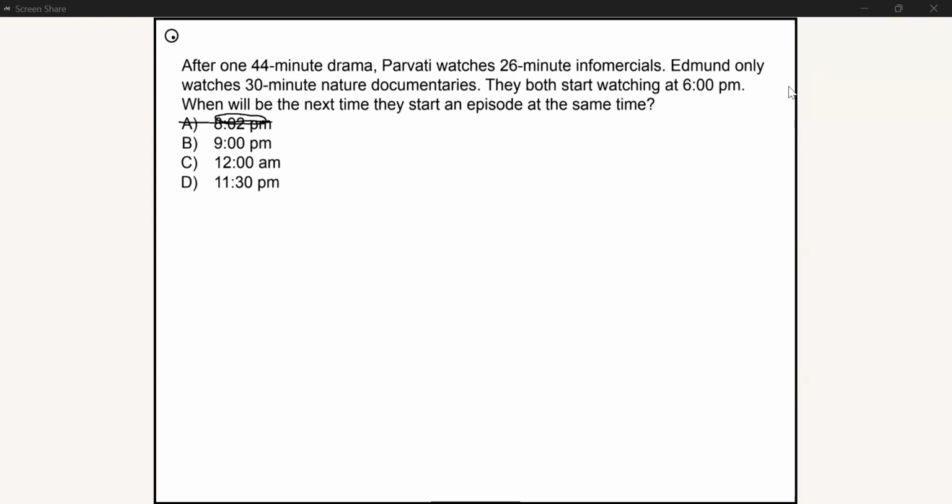So now let's set it up. We'll do Edmund first. It's nice and easy. 30x equals, Parvati's a little more complicated. So 26-minute infomercials on repeat. Okay. I hope they're good infomercials. Plus a 44-minute starter. Okay.